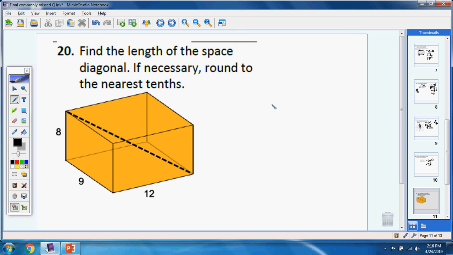Number 20, the way I told you to do it again was to look at your base. This is a triple, a 9, 12, 15. And then now we look at the three-dimensional part. This is also a triple, 8, 15, 17.